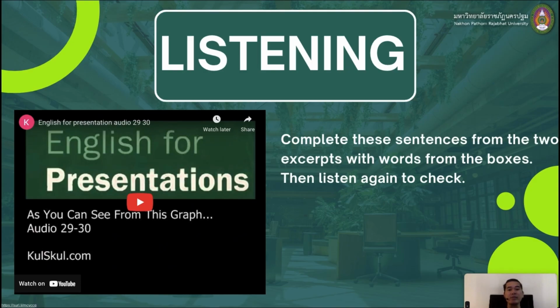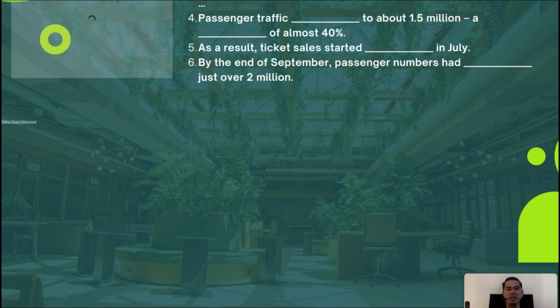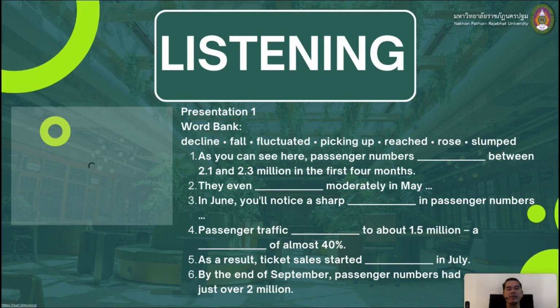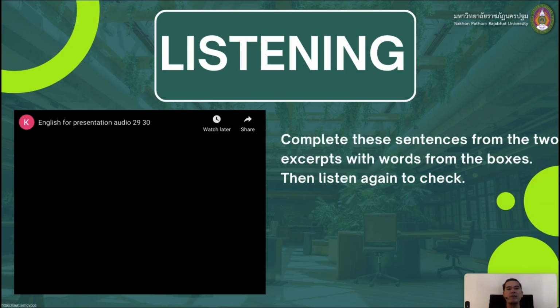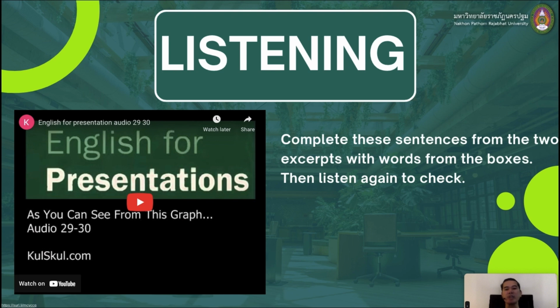Now, this time, let's proceed to the listening part. While listening, you have to complete these sentences from the two excerpts, from the boxes, then listen again to check. So, let's listen first.